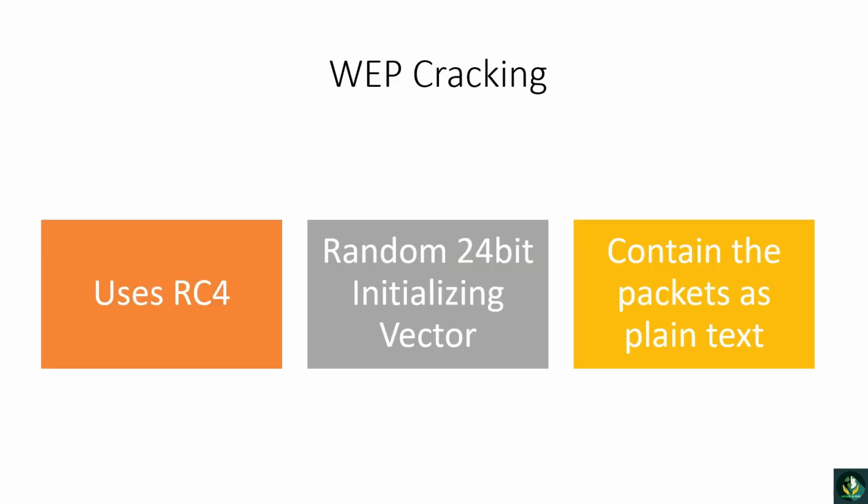So the first encryption that we are going to talk about is WEP cracking, or WEP breaking. It's the oldest one and the easiest one to break, but we still need to learn how to break it, because you will see networks that still use WEP. WEP encryption uses an algorithm called RC4.